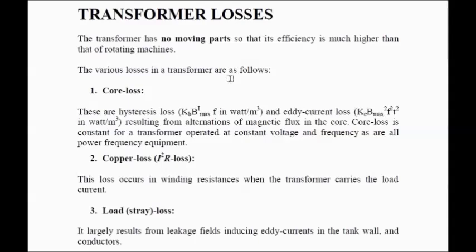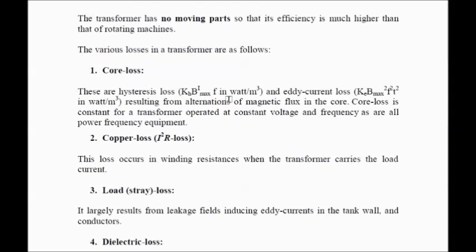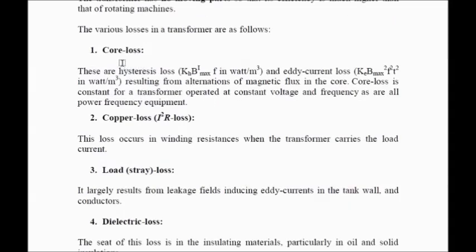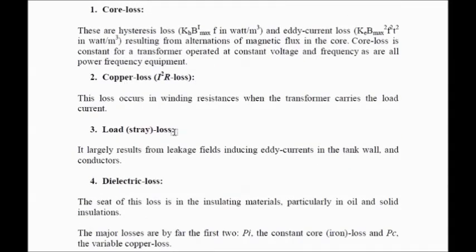consider transformer losses first. A transformer has no moving part, so its efficiency is much higher than that of a rotating machine, and normally a transformer has efficiency more than 95%. And various losses in a transformer are core loss, copper loss, load loss and dielectric loss. This core loss and copper loss are the most important losses in a transformer, and they contribute to the main losses.